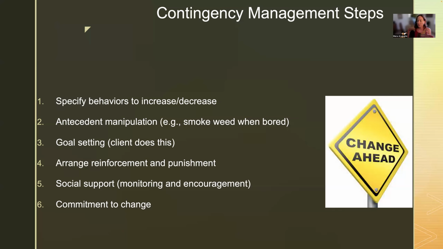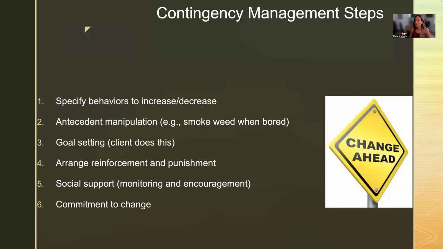Then you're going to arrange reinforcement and punishment, according to what behaviors you want to increase and what behaviors you want to decrease. And I'll just say straight up, you're not going to see a whole lot of punishment because, although it's beyond the scope of this class, it's just not as effective as reinforcement. You want to increase good behaviors. And one of the ways in which you can get rid of other behaviors is just let them have no consequences at all, and then they extinguish.